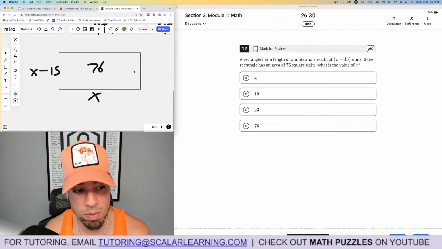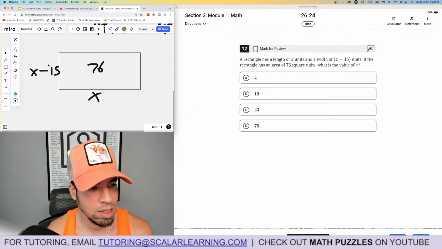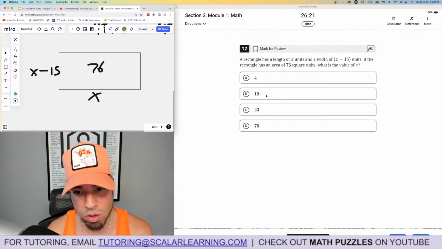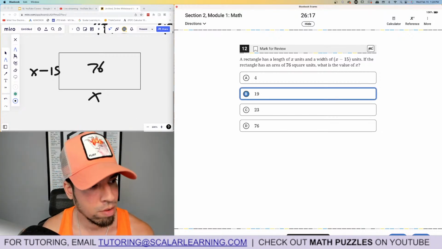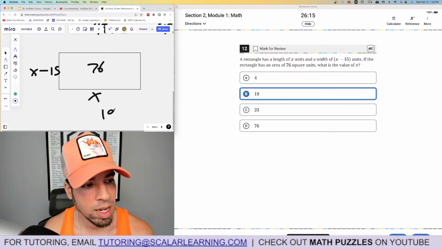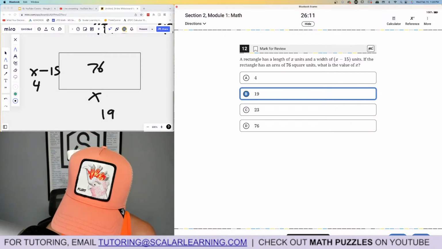Honestly, this one, you could do the whole quadratic and all that, but you can actually probably plug and chug. Like 4 doesn't work because you get negative. 19 is 4 times 19, which is 76. So the value of x is 19. Because, look, if I plug it in, it's 19 times 19 minus 15, which is 4. That gives you 76. Boom, done. All right, 13.